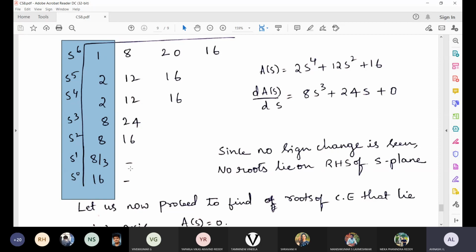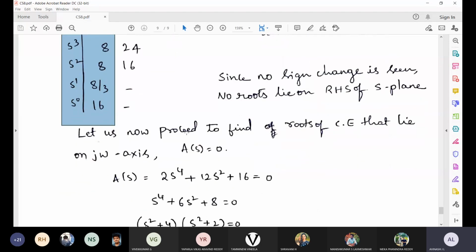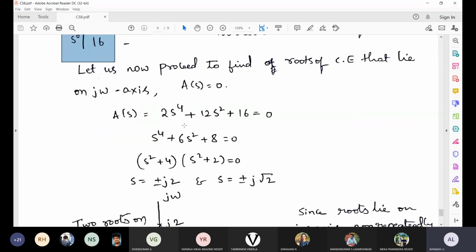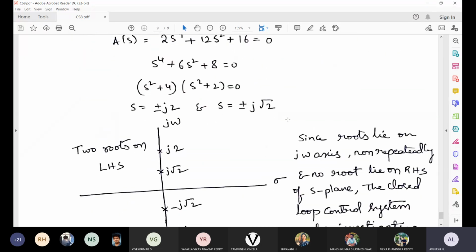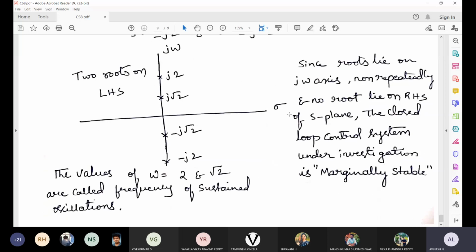even though there is no sign change here, previously we took difficulty 1, and this is difficulty level 2. So difficulty 2 indicates what? The system is marginally stable. That is the condition. You can see that one thing, and we have found out the roots. Just go through it.